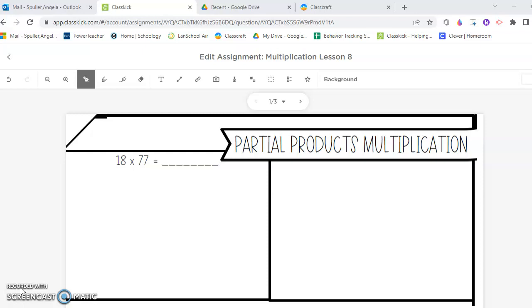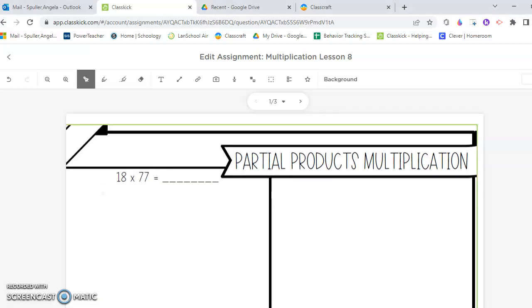Now, we've been doing partial products for the last two lessons, but those were with a two-digit number and a one-digit. Notice today that we're going to have a two-digit times a two-digit. So we can do the same thing, but it gets a little bit trickier. Okay, so let's look at this.